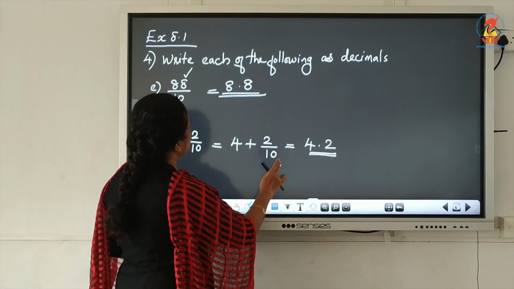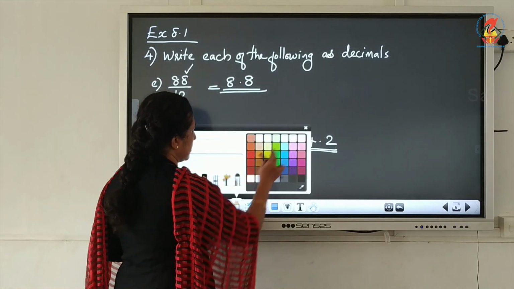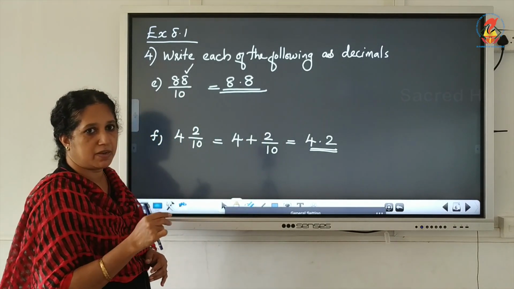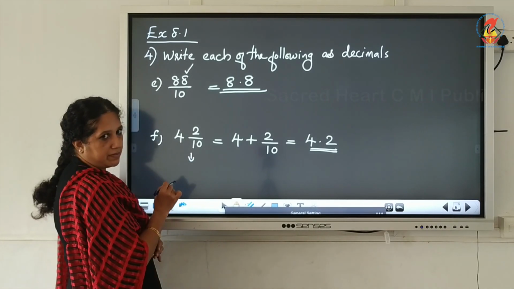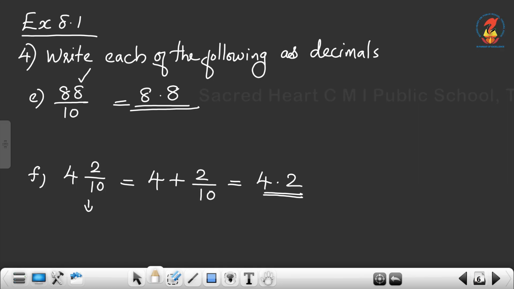But using this method, how we can convert it into the decimal form? First, this is a mixed number. So convert it into an improper fraction. 4 into 10, 40. 40 plus 2, 42. So we can say that it is 42 by 10. So 42 by 10. Count the number of zeros in the denominator, only 1 zero. So starting from the unit digit, you have to move the same number of digits to the right, and after that you have to put the decimal point. So it will be 4.2.